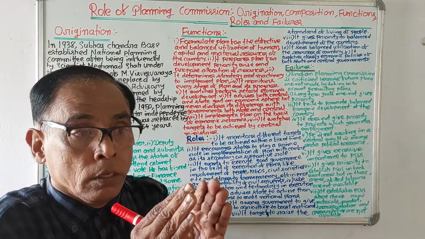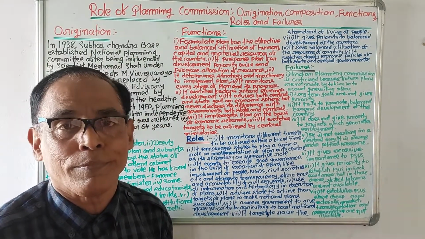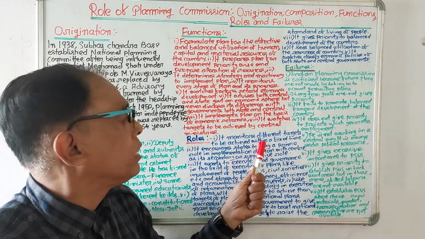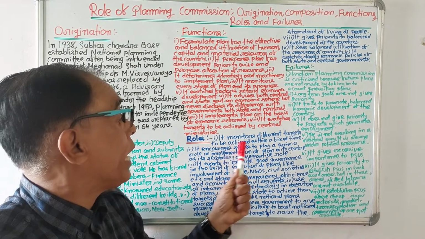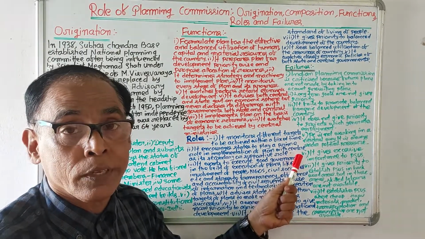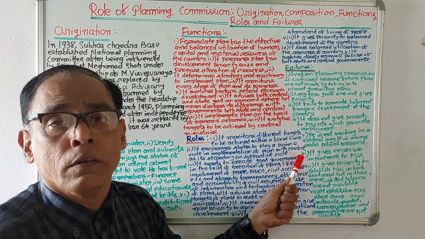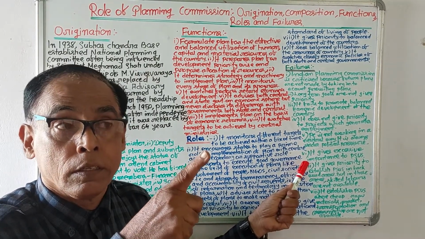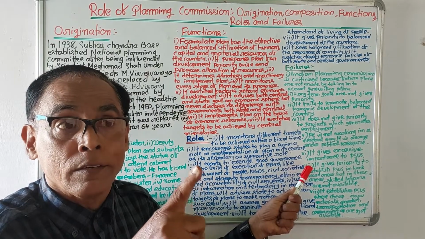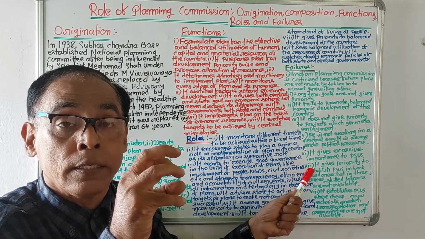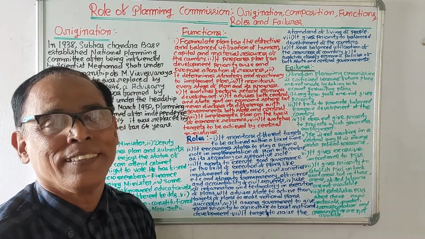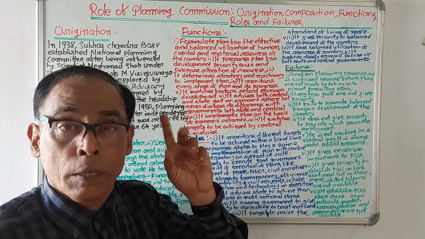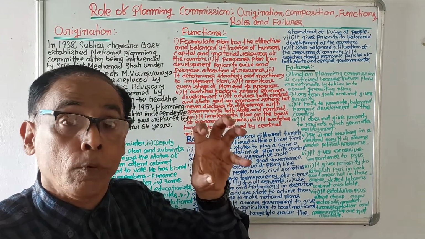Now see, roles of Planning Commission. The first role of the Planning Commission is that it monitors different targets to be achieved within a fixed time, that is, the implementation of the plan within a stipulated time limit.